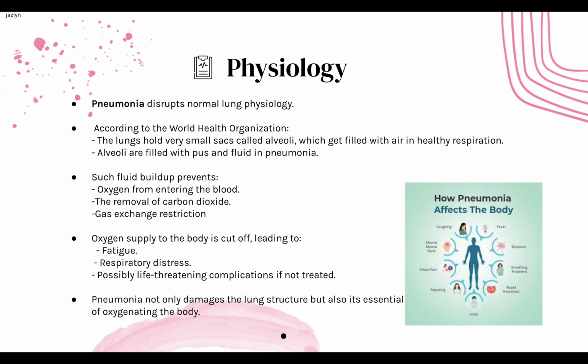According to the World Health Organization, the lungs are made up of small sacs called alveoli, which fill with air when a healthy person breathes. When an individual has pneumonia, the alveoli are filled with pus and fluid. The buildup in the alveoli prevents oxygen from reaching the blood and carbon dioxide from being expelled. This fluid accumulation restricts gas exchange, making it more difficult for carbon dioxide to be expelled from the body and oxygen from entering the bloodstream.